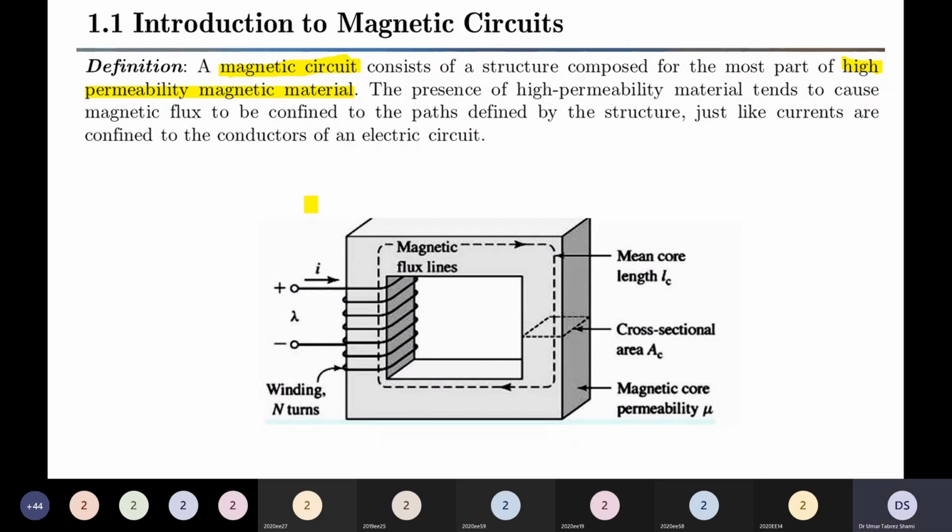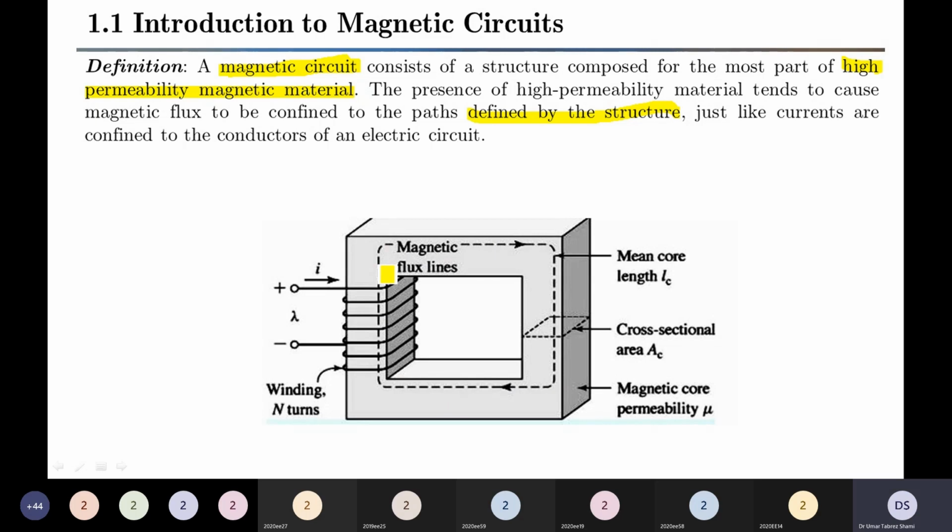Okay, so next is that in magnetic structures or magnetic circuits, the flux flows through a certain path which is defined by the structure. The flux lines will pass through the material defined by the structure of the material. In this example, we see a magnetic material. It can be iron or silicon steel. The shape of the magnetic material defines the path of the magnetic flux.